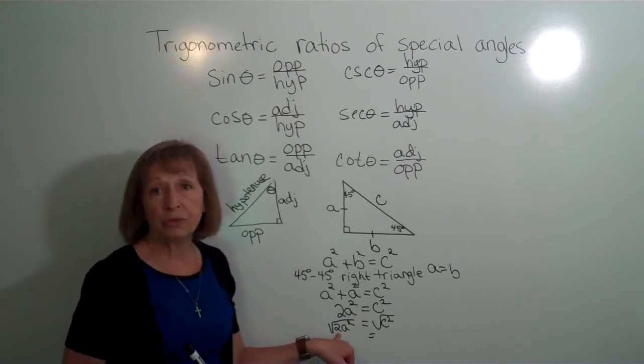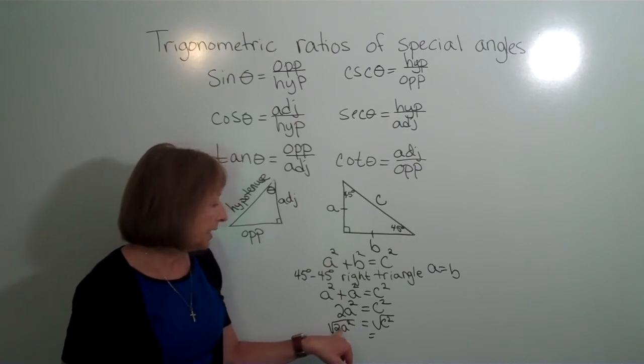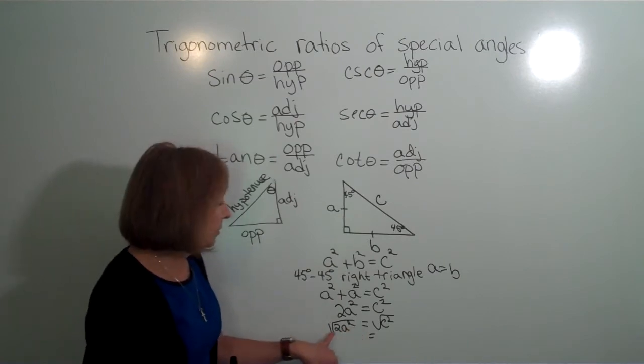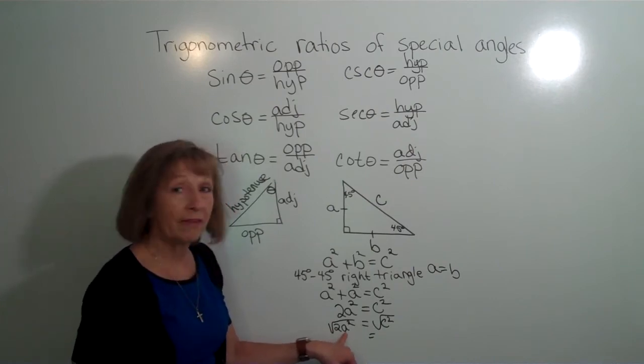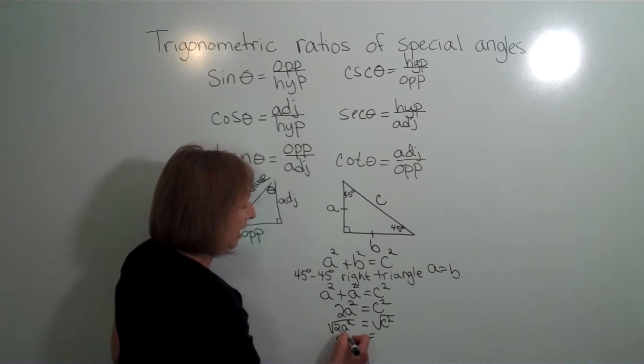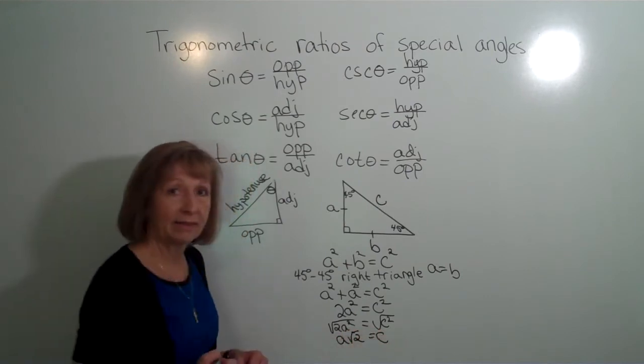Well, square root of 2 is not anything that simplifies out of the radical, but it's multiplied to A squared, so I can take the radical separately. So it's the square root of 2, and then the square root of A squared is A. So this is A times the square root of 2 is equal to C.